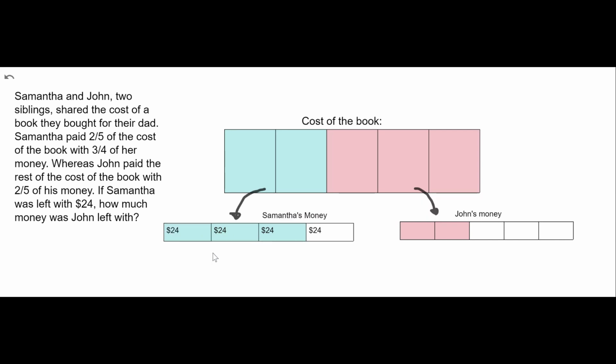We can also find the cost of the 2/5 right here because, as I mentioned before, the blue shaded region, the 3/4 of Samantha's money, represents 2/5 of the cost of the book. The 3/4 together represent a total of $72. So 2/5 must represent $72, meaning 1/5 must represent $36.